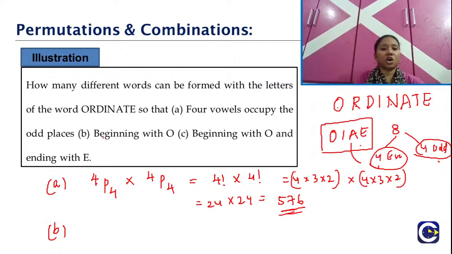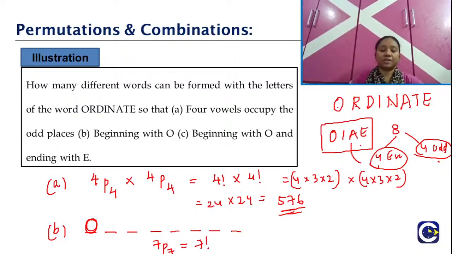Read the question. How many different words can we form so that the word begins with O? How many places do we have? 1, 2, 3, 4, 5, 6, 7 and 8. Amongst these 8 places, the word has to begin with O. That means we fix this O in the starting place, and in the other places we can have any of the remaining alphabets. How many remaining are there? 7 letters, which can be arranged in these 7 places. That means 7P7, which is equal to 7 factorial.